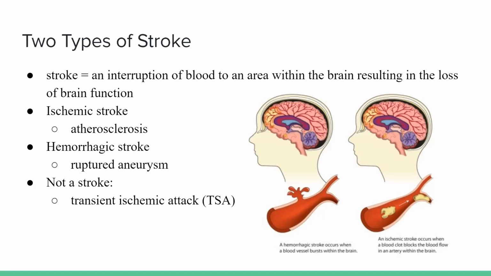And there's also another disorder that has the same symptoms of a stroke, but whose symptoms resolve in less than 24 hours without treatment. This disorder is called a transient ischemic attack, and you'd see it in EMR as TIA. It can be caused by atherosclerosis or a small blood clot that resolves by itself.